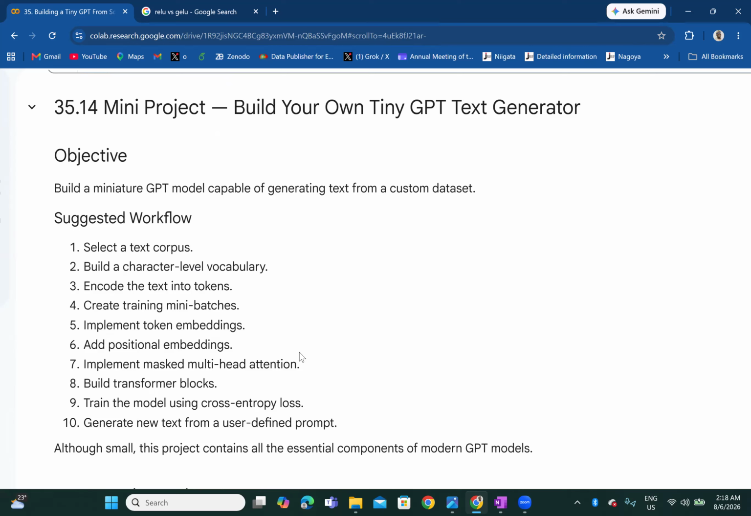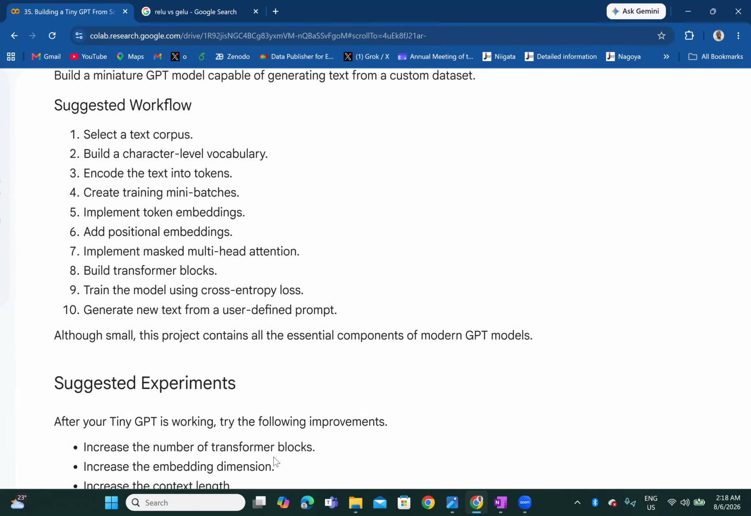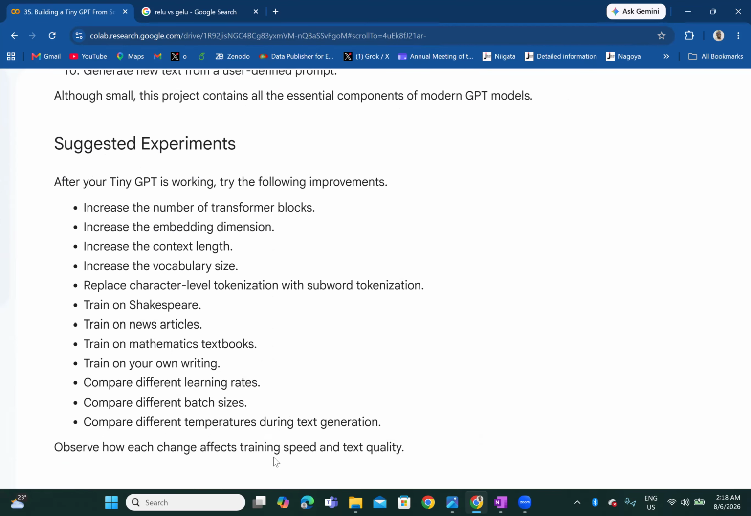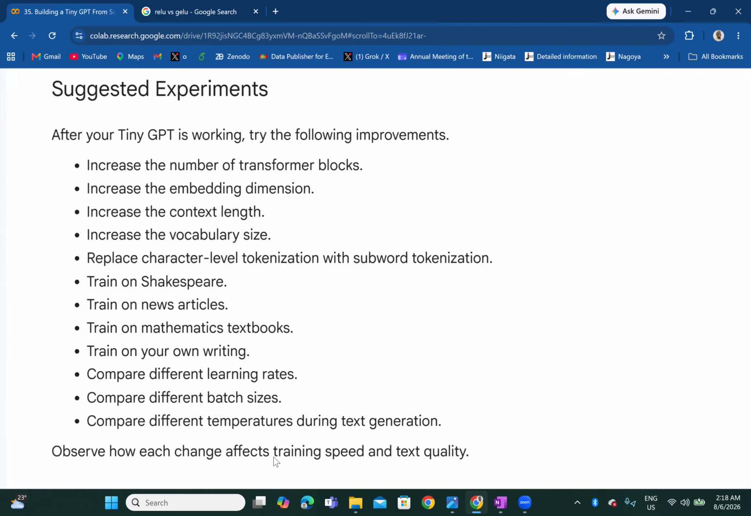Implement token embeddings, add positional embeddings, implement masked multi-head attention, build transformer blocks, and train the model using cross-entropy loss, then generate new text from a user-friendly prompt. Although small, this project contains all the essential components of a modern GPT model. So if you understand what I've done in this video, you'll have an idea what went into ChatGPT. The only difference is that that one is more robust, right? So this is why we call this one a tiny GPT.